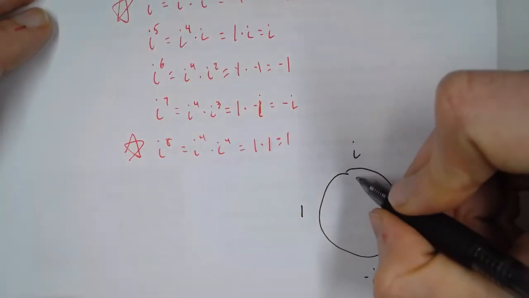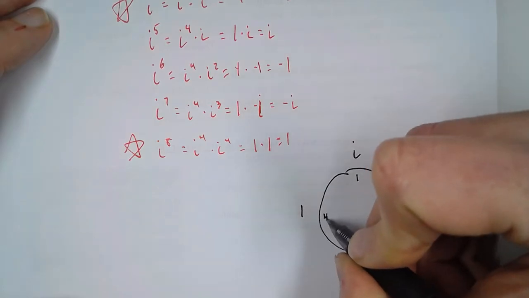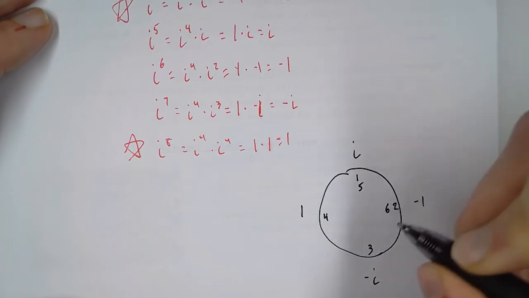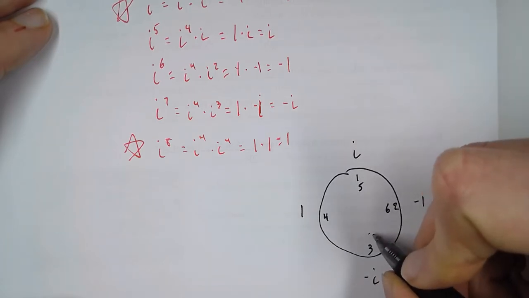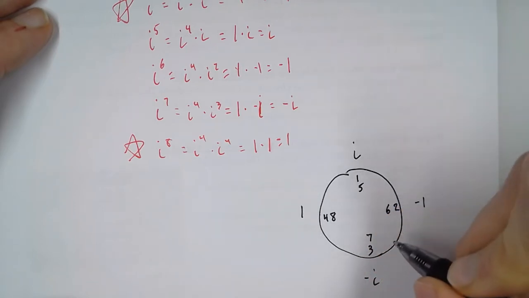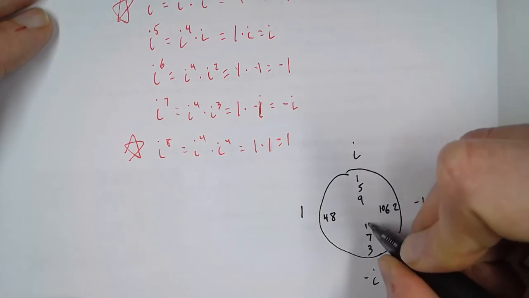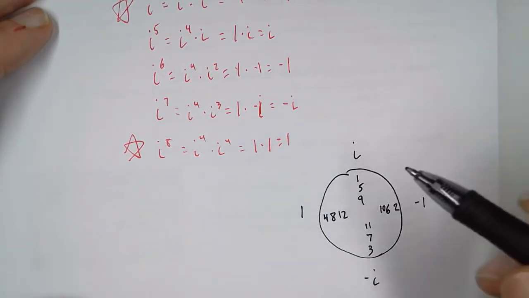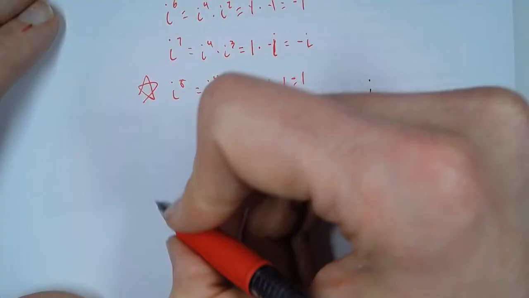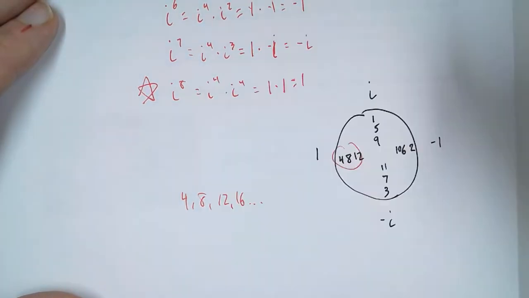So we've got i, -1, -i, and 1. And so i to the 1st, i squared, i cubed, i to the 4th. Then we also got i to the 5th, i to the 6th, i to the 7th, and i to the 8th. And as we go around the circle, we can just keep counting upwards. So i to the 9th, i to the 10th, i to the 11th, i to the 12th. And so what we're concerned about are these numbers right here: 4, 8, 12, 16, and so on.